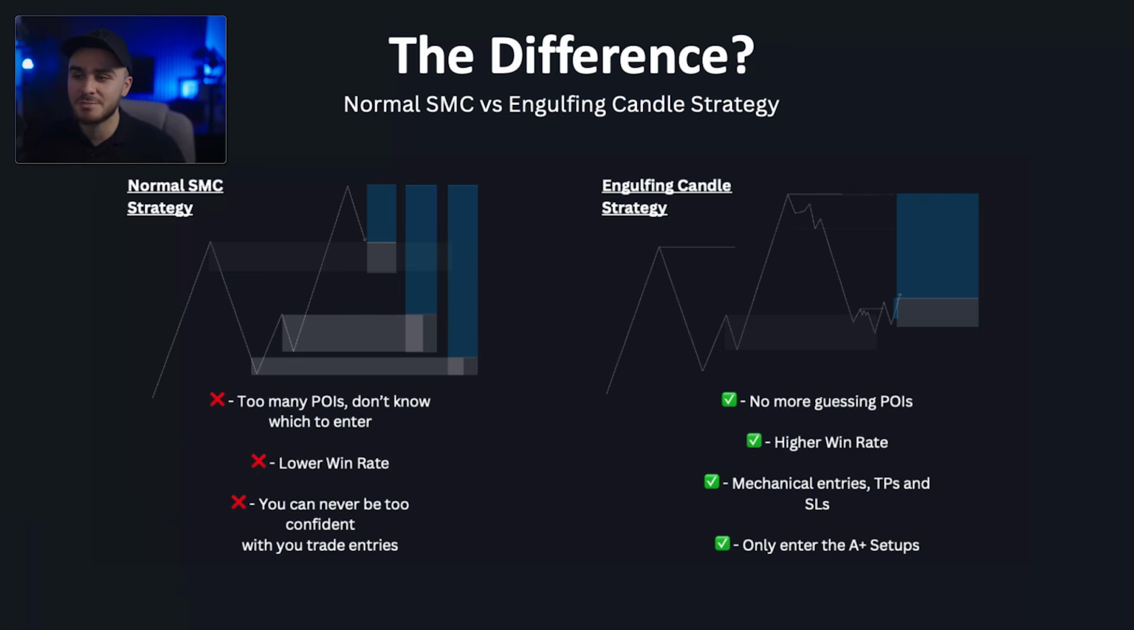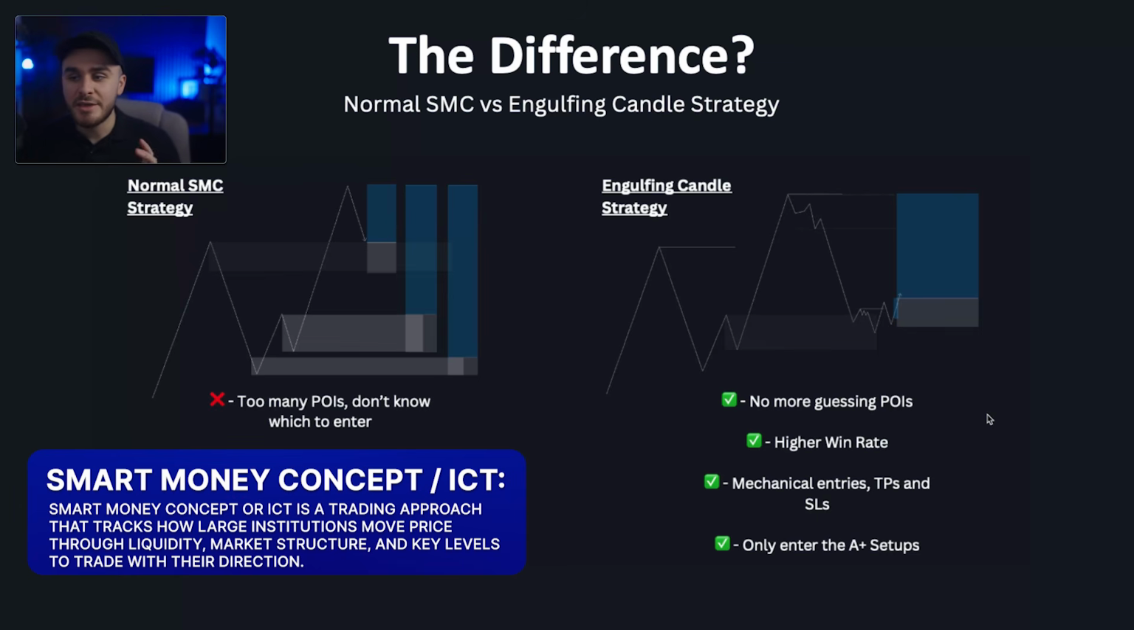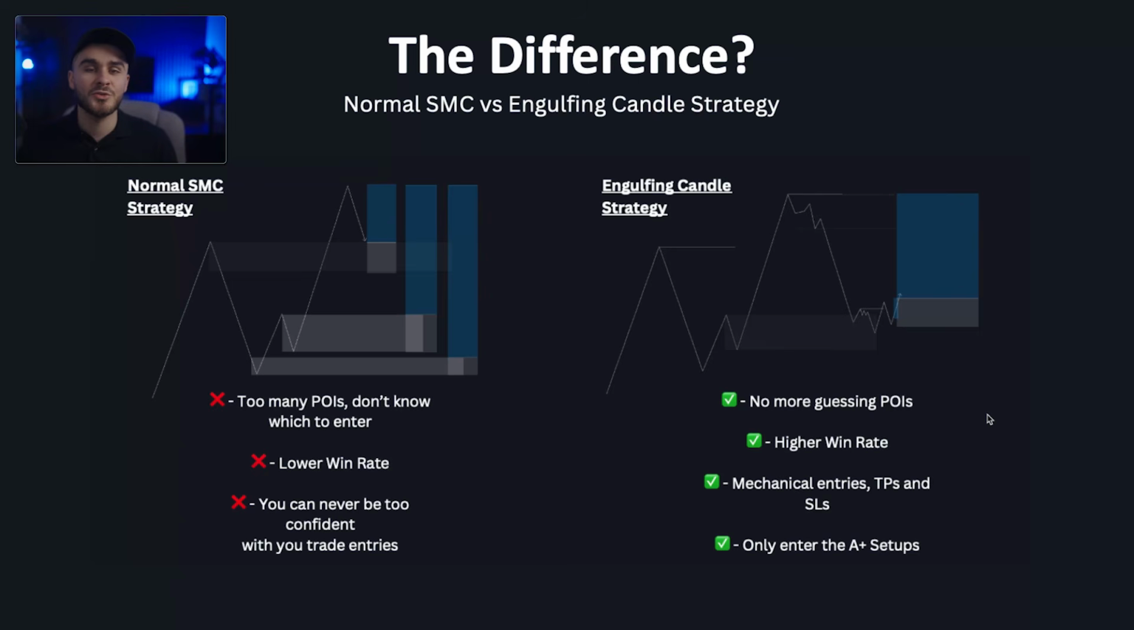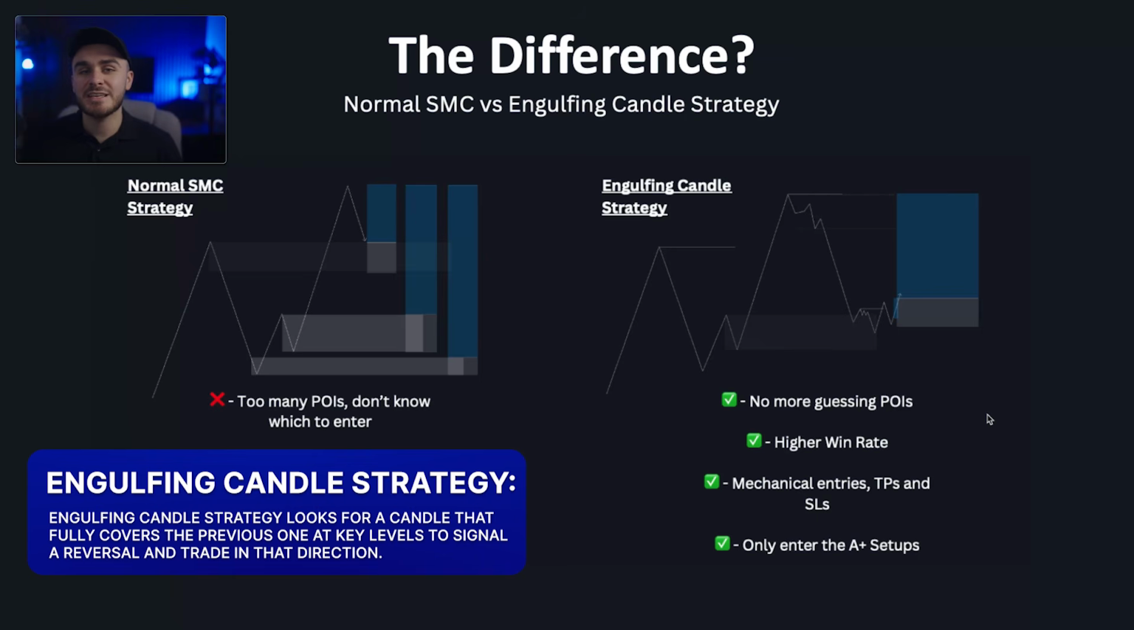Now, when most people are getting into smart money concepts or ICT, they usually enter on the normal smart money concept strategy. And this is to do with entry limits. The problem with this is there are too many points of interest and you don't know which one to enter. There's a lower win rate and you can never be too confident with the trades that you actually insert into the markets. Now, the better option is waiting for the engulfing candle strategy. This is essentially waiting for the reactions and looking at the minor details.